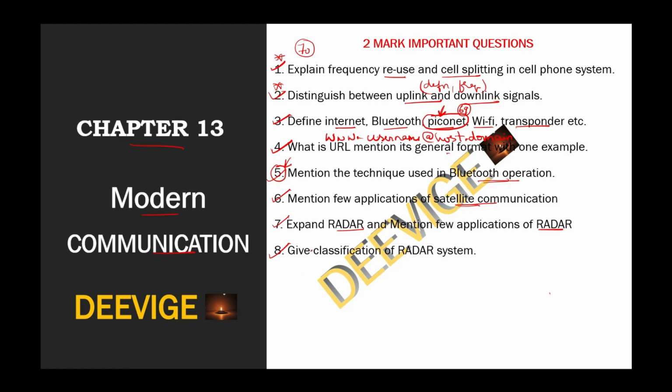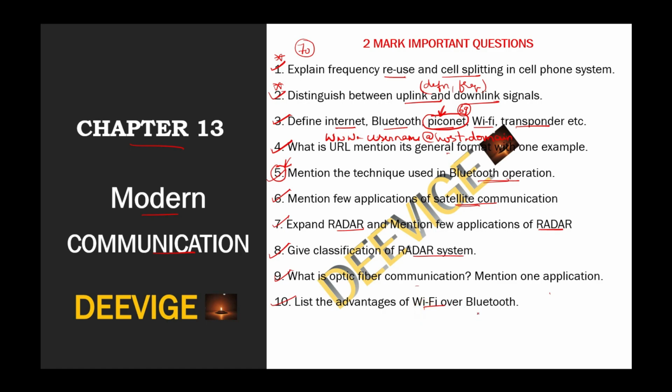The next question is, give classification of radar system. How many types are there? How are they classified? The next question is, what is optic fiber communication? Mention one application. The 10th one, the last question: list the advantages of Wi-Fi over Bluetooth.